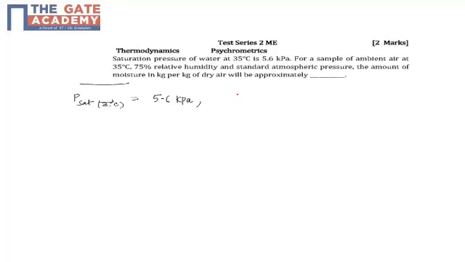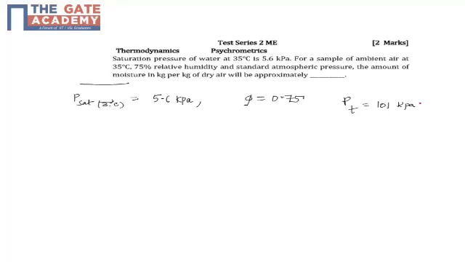So you have taken now a sample of ambient air at 35 degrees Celsius. The relative humidity, which we denote as phi, is 75%, so 0.75, and a standard atmospheric pressure. So the total pressure is 101 kPa. The total pressure, if you measure the complete air, is combining water vapor as well as the normal dry air.